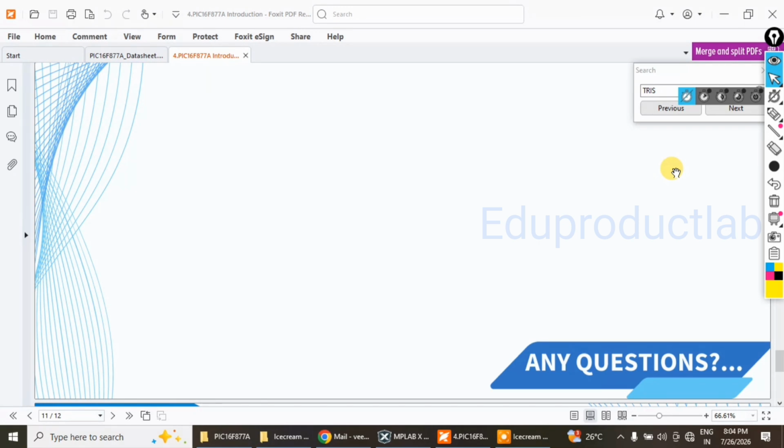I hope you now clearly understand the concept of PIC16F877A GPIO input configuration.